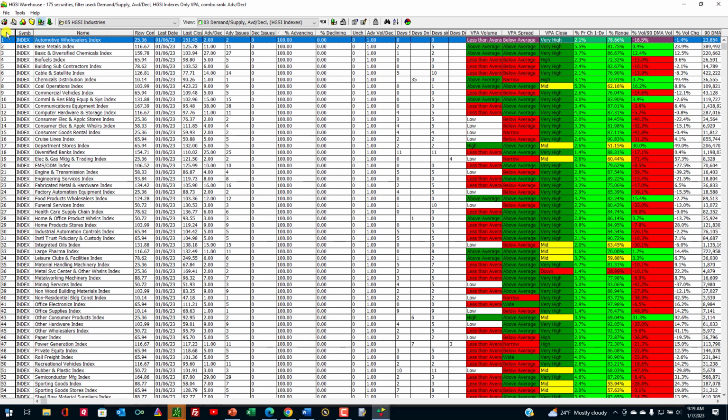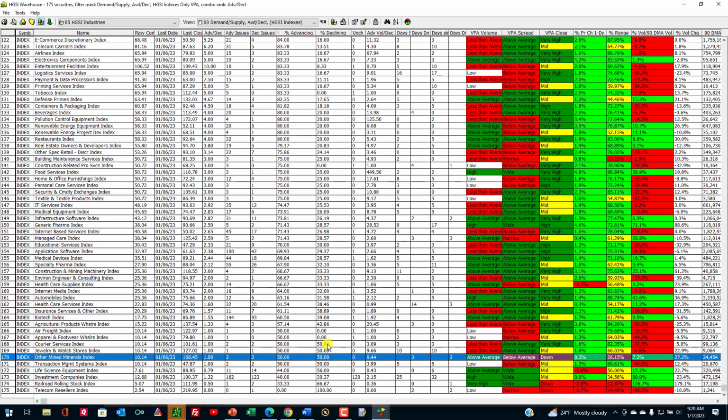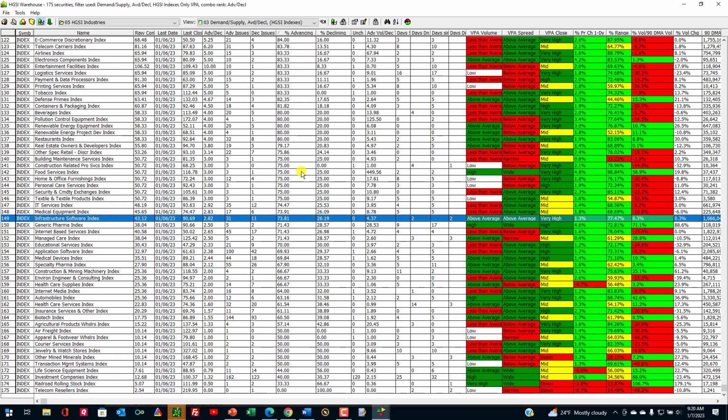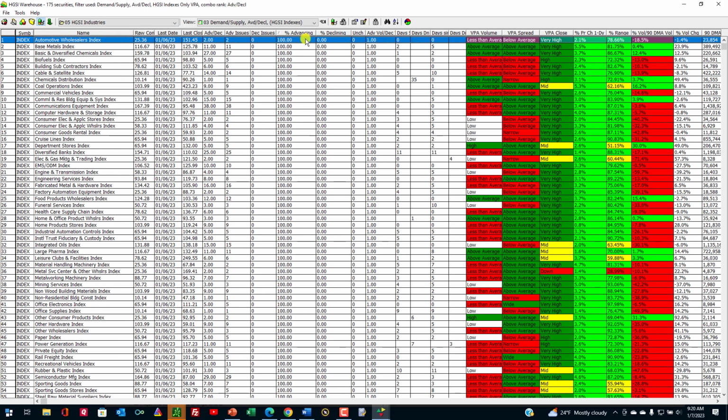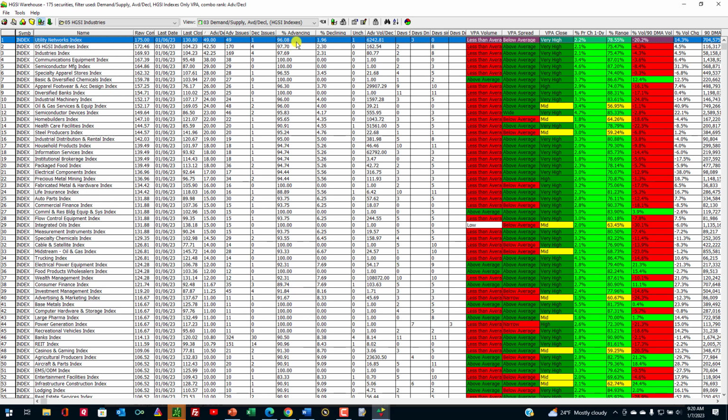Let's go down to the other end, or I'll just reverse this and go down here to the bottom, and there's a few groups down here which had 50% of the stocks up and so on. But that's just a quick read to see where the strength was based upon these columns right here, in addition to using the advancing versus declining column.